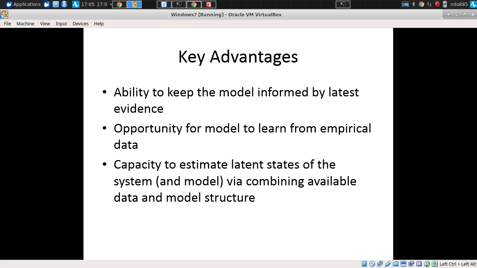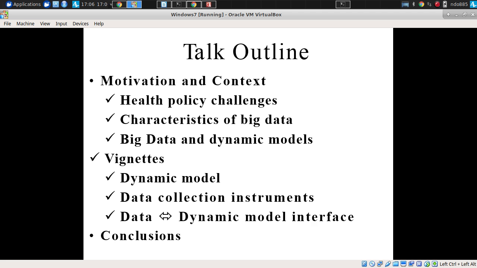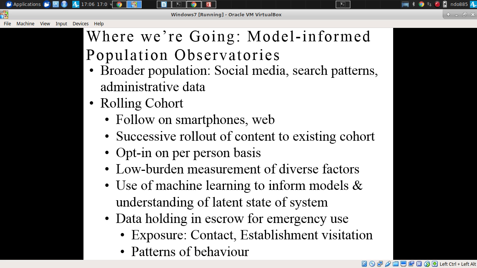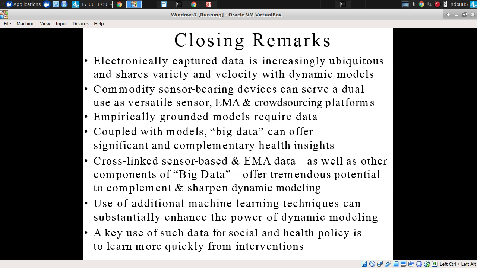And we can estimate latent states of the system, states where we can't measure them directly. Undiagnosed individuals who are out there, for example, or individuals who are in anxiety out there but haven't presented to the care system. And we can use that sort of model, having learned from the empirical data, to ask questions about intervention strategies. So I'd like to make a few closing remarks.